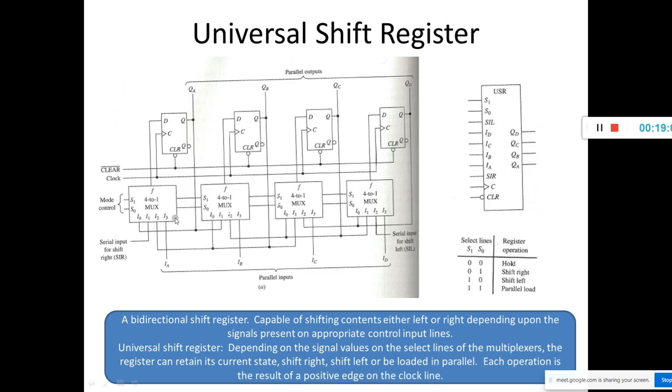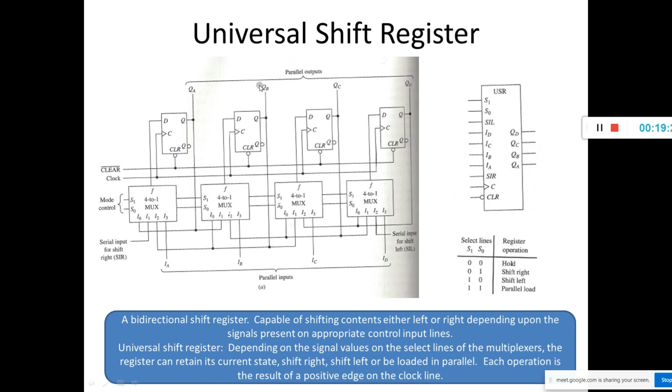If there is a 4:1 multiplexer, it means two select lines will be there, S1 and S0. If both are 0, it will hold the data. How will it hold the data? See, both are 0, 0. I0 is connected to QA, so it will hold the data.